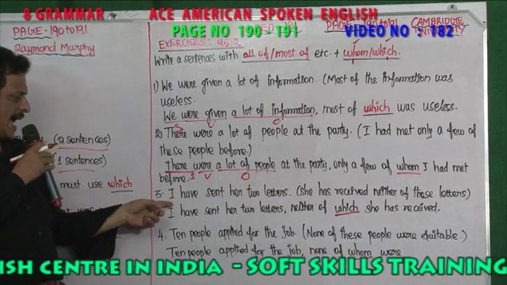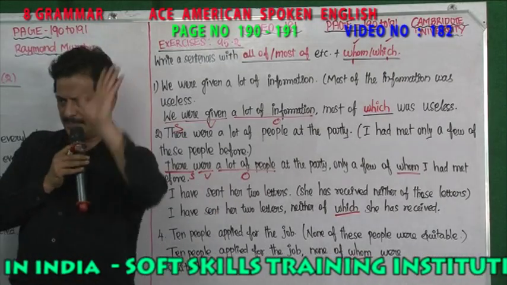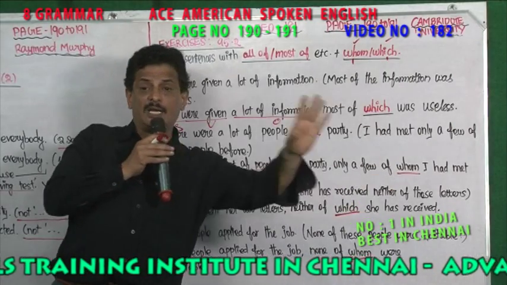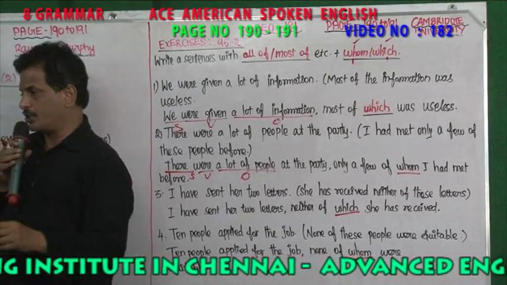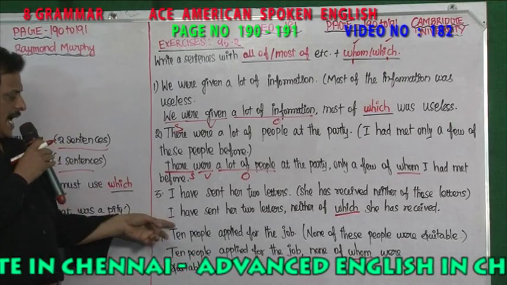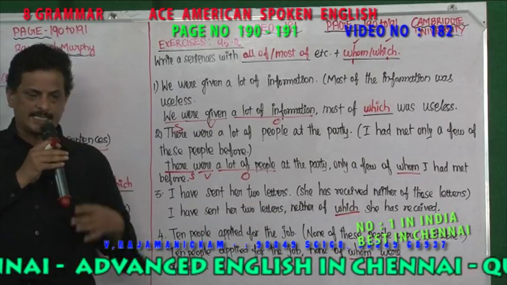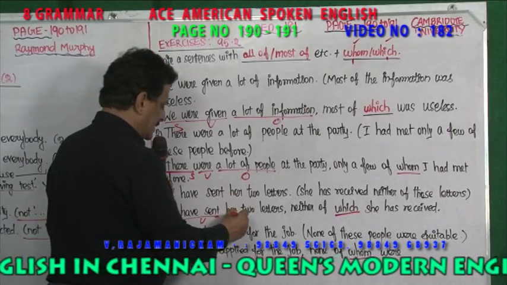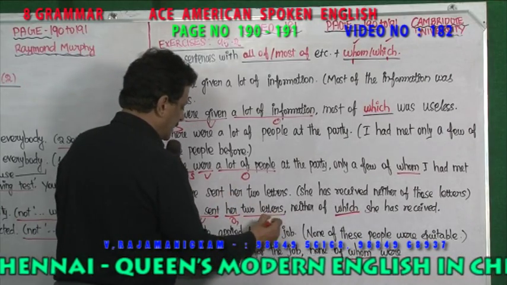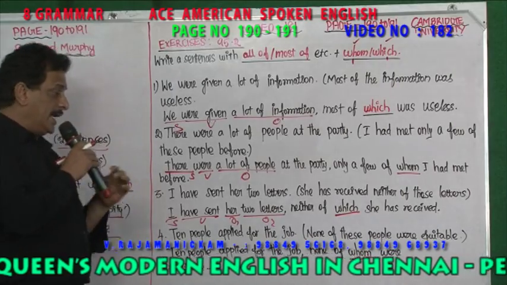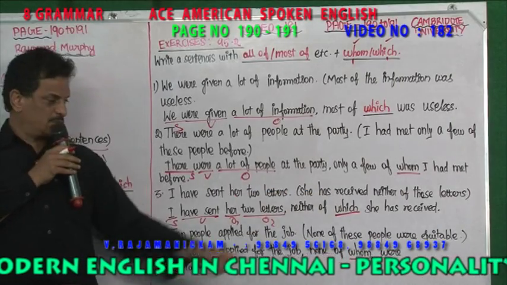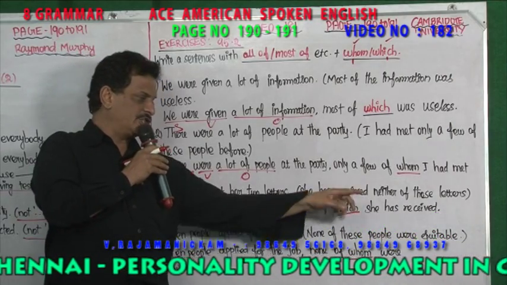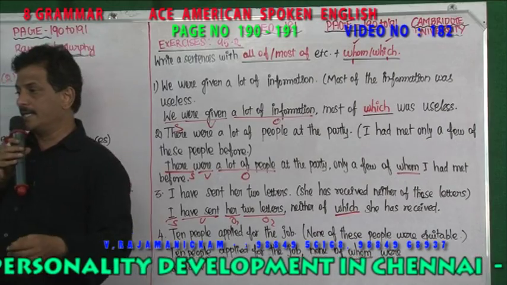Now coming here, I have sent her 2 letters, right? I have sent to my sister 2 letters. She has received neither of these letters. 2 letters also she has not received, right? So how do you connect? I have sent her 2 letters. So I is the subject, have sent is the verb, her is object number 1, object number 2, neither of which. This which stands for what? The letters she has received. Neither of which she has received means both also she has not received.